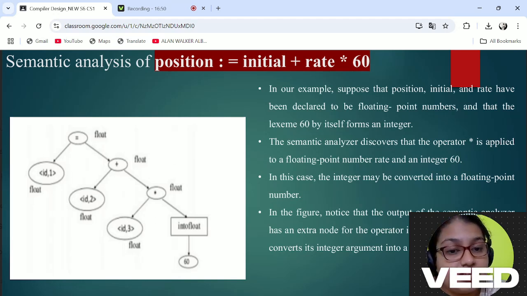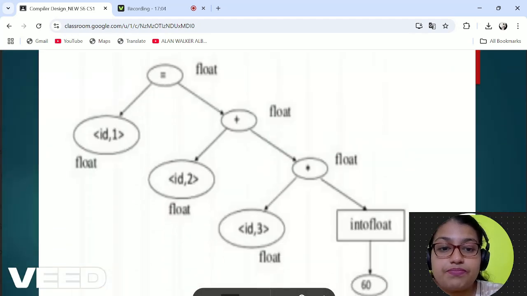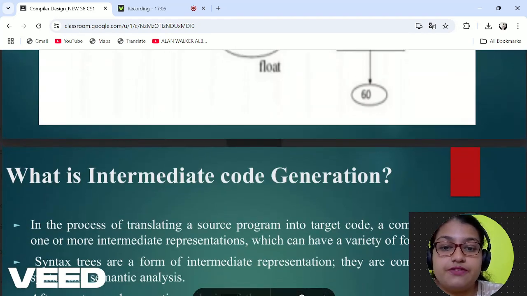Also in this figure, the output of the semantic analyzer has an extra node for the operator. See here, we have an extra node for the operator inttofloat, which explicitly converts the integer argument into a floating point number. So this is the proper figure for it.